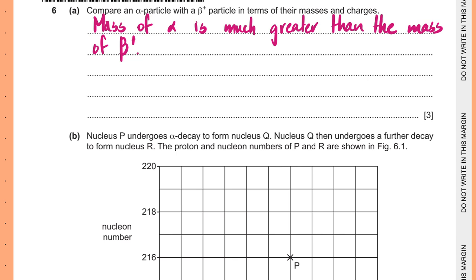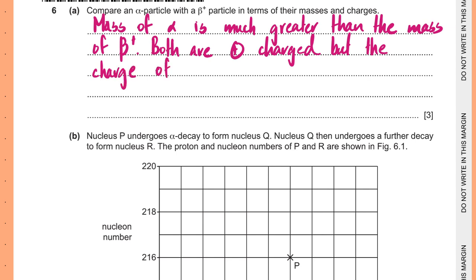Beta is basically negligible as far as mass is concerned. With regards to charge, both of these are positively charged. So I'll say that both are positively charged, but the charge of alpha is twice the charge of beta positive.